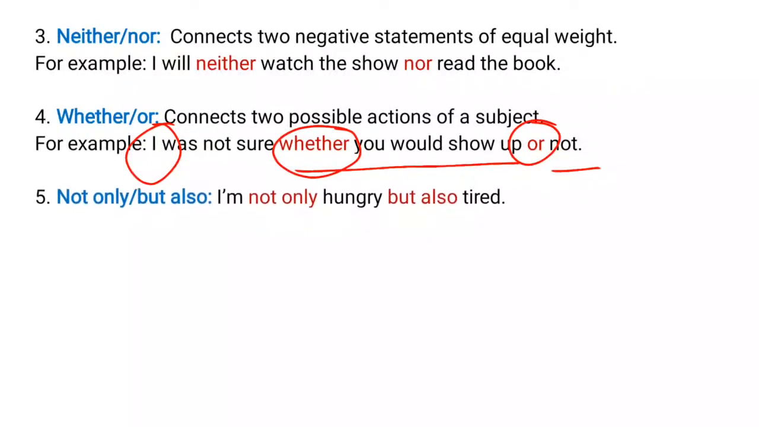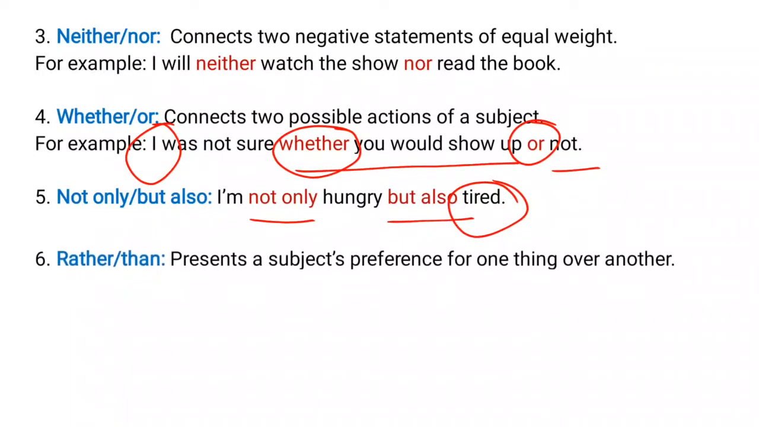If we talk about another correlative conjunction, not only but also. Now this is very important, as you need to understand that not only is used with but also to add emphasis when writing about two related things, and the emphasis is more on the second one. So you would say, I'm not only hungry but also tired. I hope now you have understood how we use the correlative conjunctions not only but also.